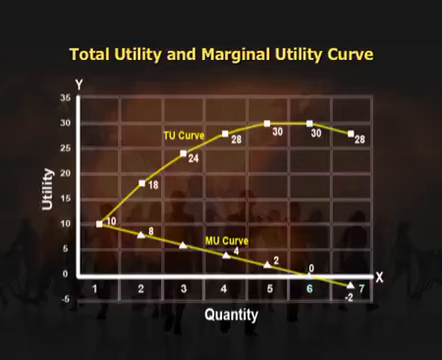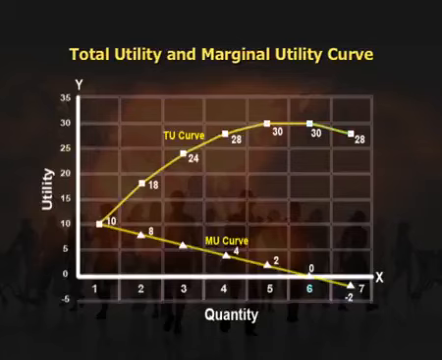Thereafter, when he consumes the seventh unit of the commodity, the MU becomes negative, that is minus 2, due to which the TU declines from 30 to 28 utils. The diagram shows that the MU curve has a negative slope while the TU curve has a positive-negative slope. Positive-negative slope takes place when initially the TU curve moves upwards, but subsequently it has a tendency to move downwards.